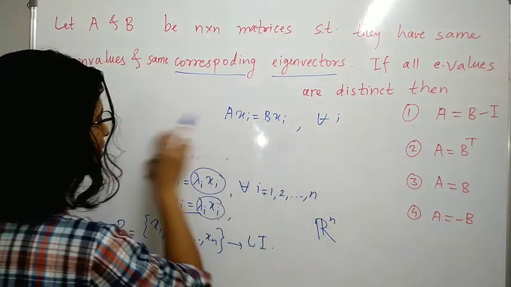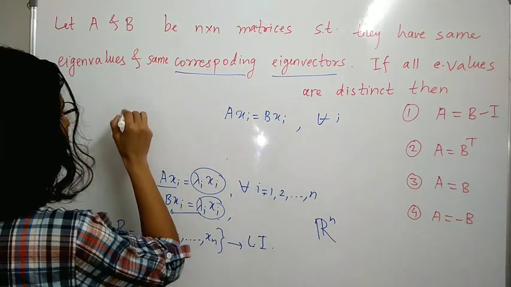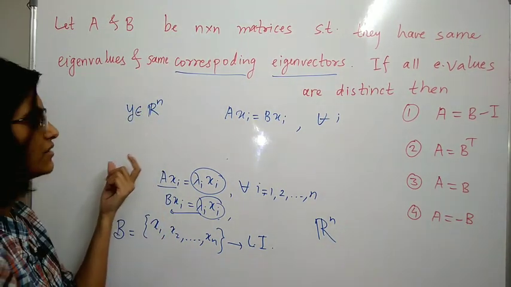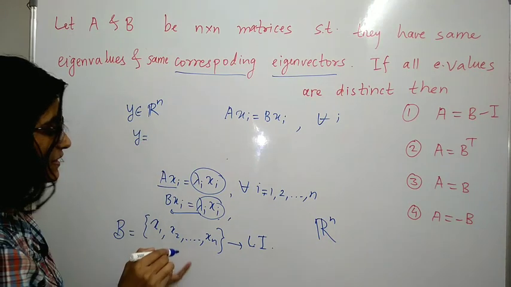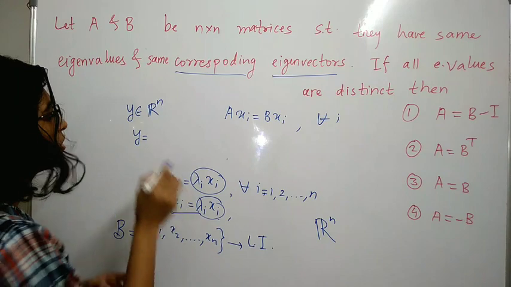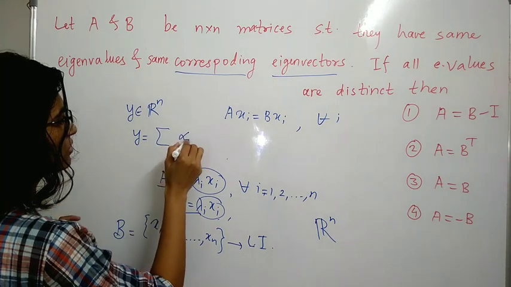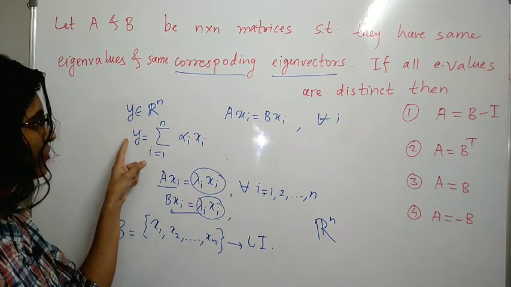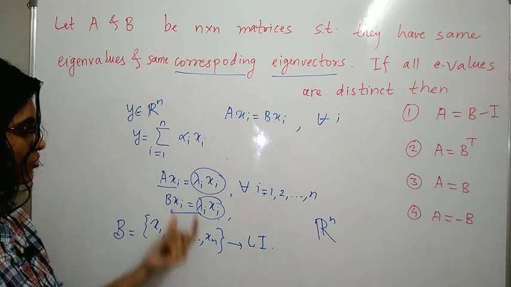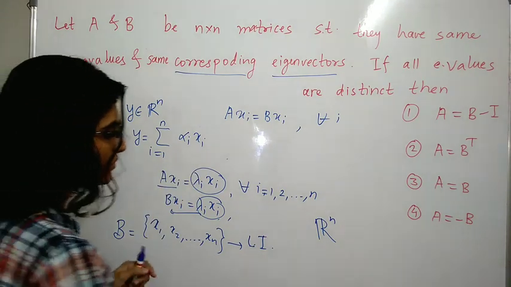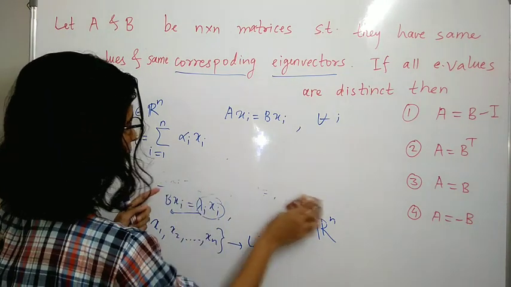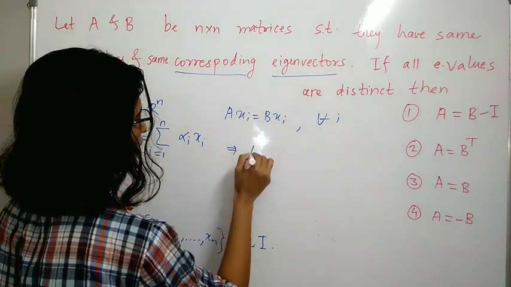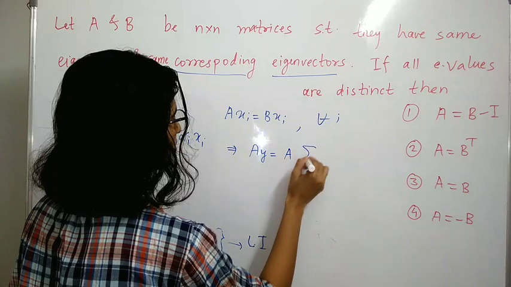So we can express any vector from Rn. Take any vector y from Rn, then this is a basis for Rn, so we can express this y as a linear combination of these vectors uniquely. So let me write y is equal to the sum of alpha i xi, i ranging from 1 to n. So I have expressed any vector from Rn as a linear combination of these basis elements uniquely. Now what is the next thing? I can write Ay as A times this summation.